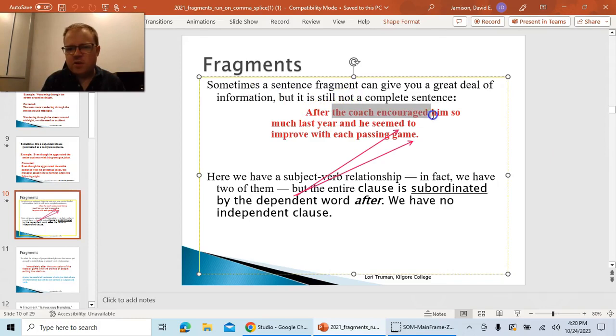If we said, the coach encouraged him so much last year and he seemed to improve with each passing game, that would be fine. That would be a complete sentence. But because we said after at the beginning of this, we need to show what happens after that. I believe that's what they're saying down here. Here we have a subject-verb relationship. In fact, we have two of them, but the entire clause is subordinated by the dependent word after. So, yeah, because we have after here, we need to attach this to an independent clause.